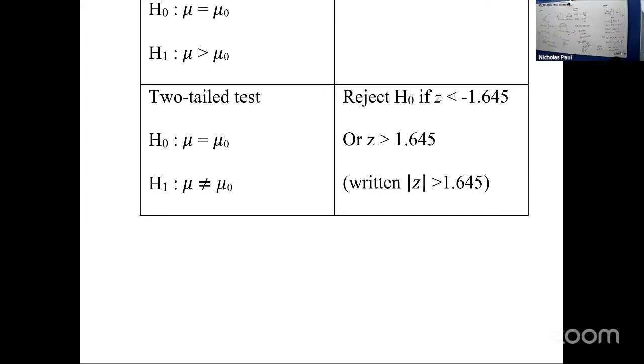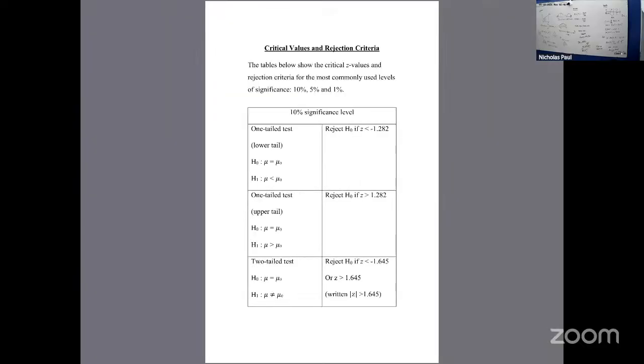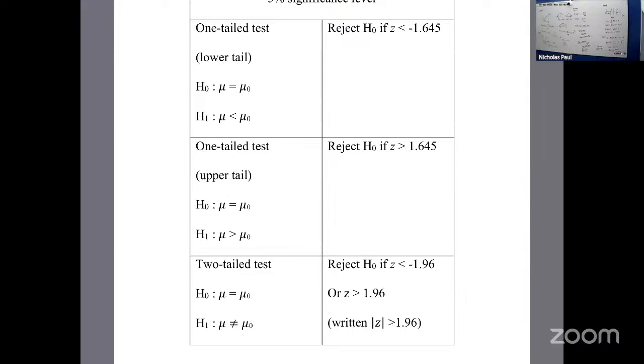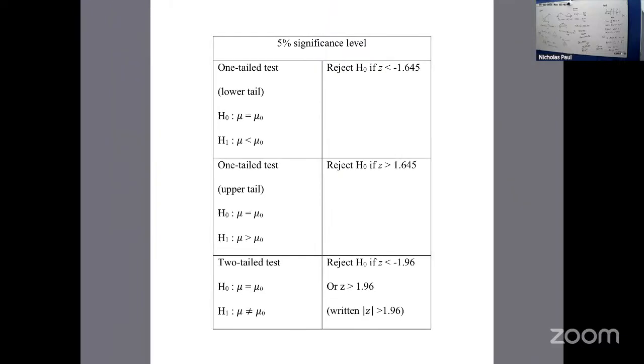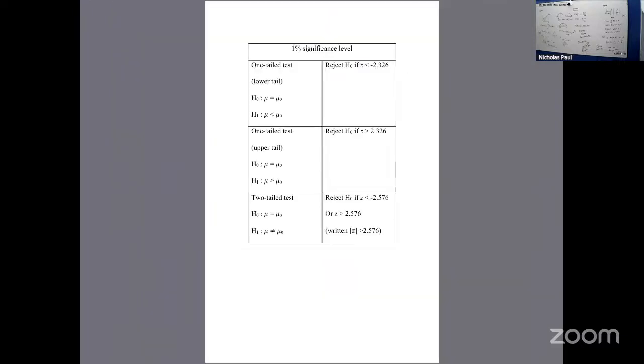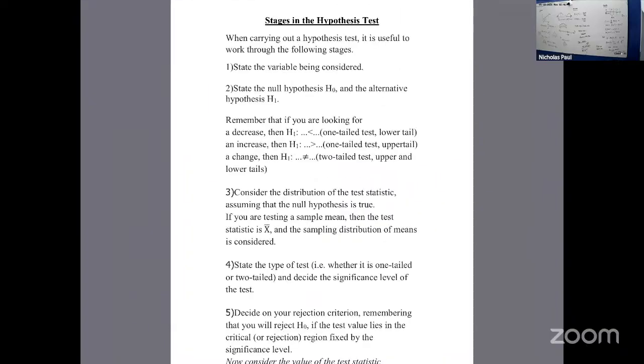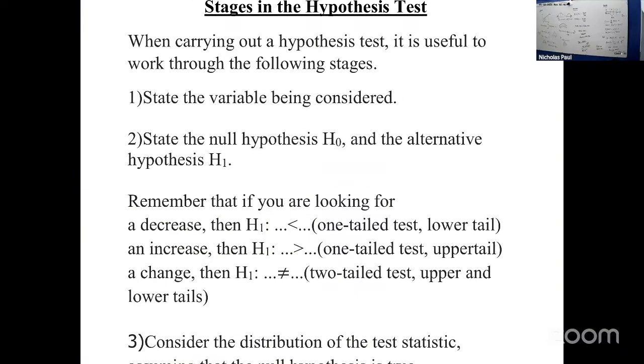The hard thing is you have to read the question and decide based on what they say, right? If it's more than, less than, not equal to. And I'll just give you some different values. Say it is 5%, right? Or 1%. You learn them off, or you can just learn to work them out.